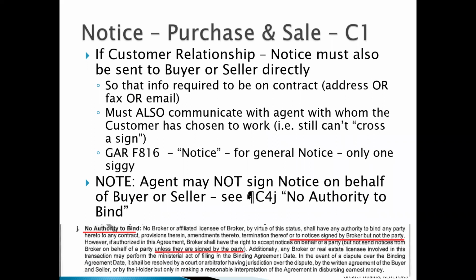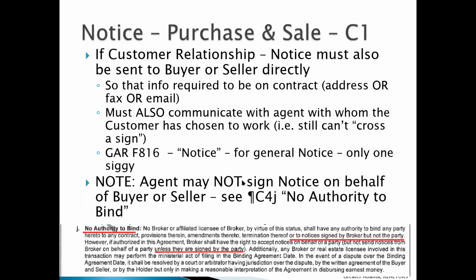And it says that in another section of the contract, paragraph C4J, no authority to bind. It says the broker and affiliated licensee cannot agree to anything regarding the buyers and the sellers with your signature alone, including contracts, amendments, exhibits, or terminations, or notices that are signed by the broker, but not the party. So they have to be signed by the party.